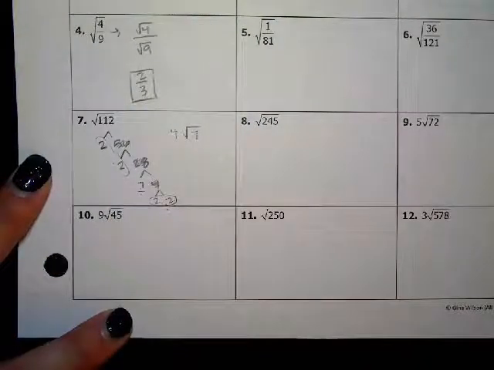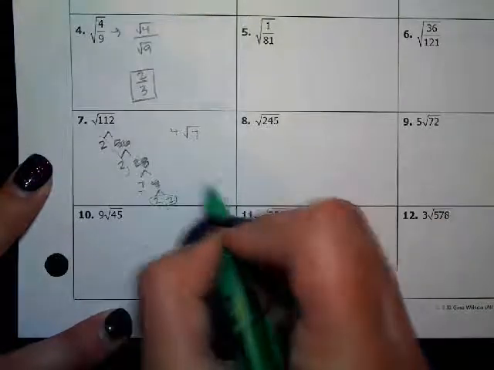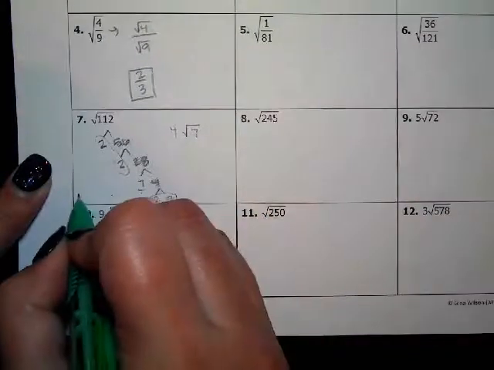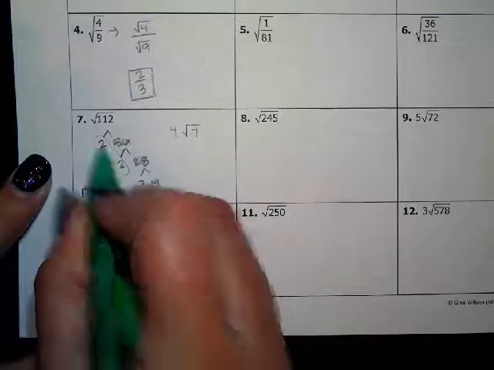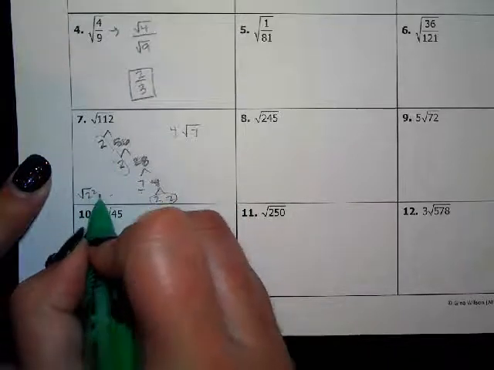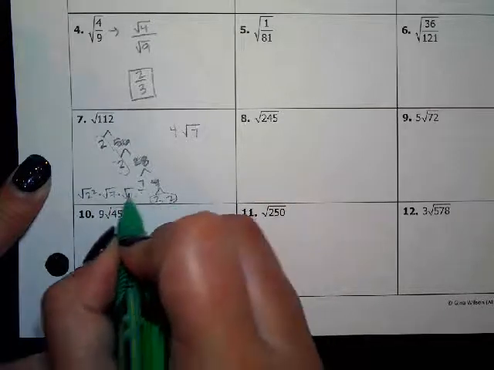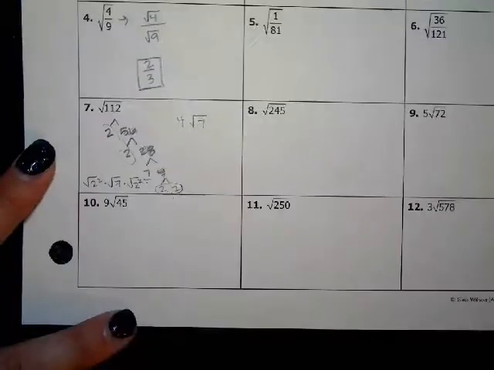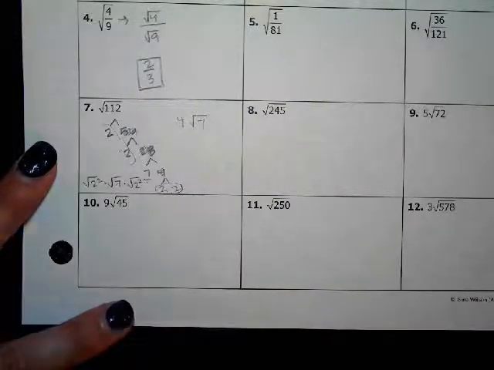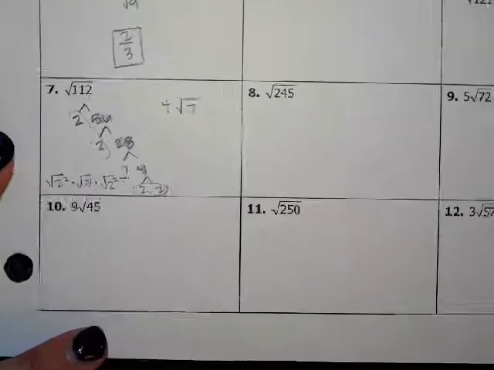Okay? Here's why it works. Basically what we have here is the square root of 2 squared, times the square root of 7, times the square root of 2 squared. Would you guys agree with that? Do we see that? Let me zoom in so you can see it real good.